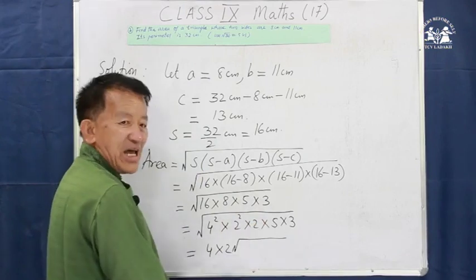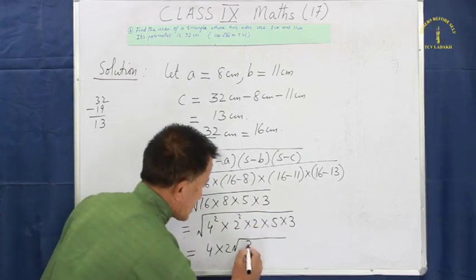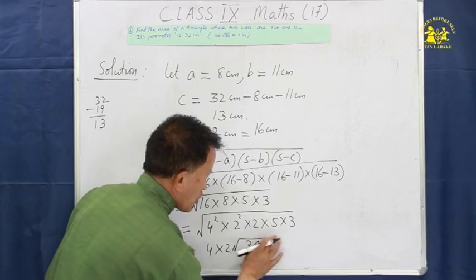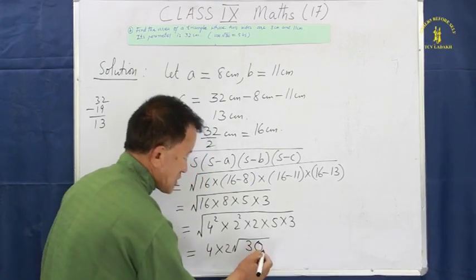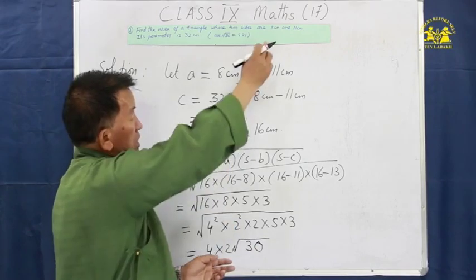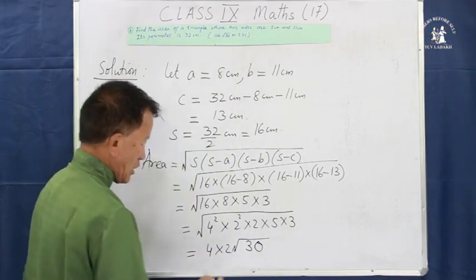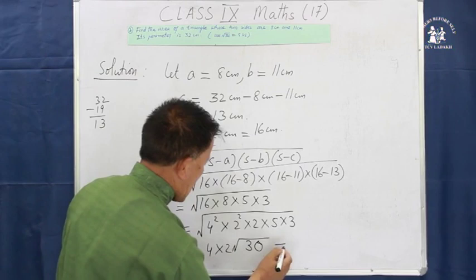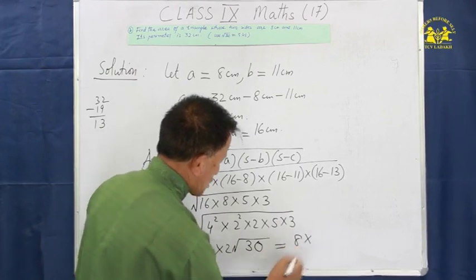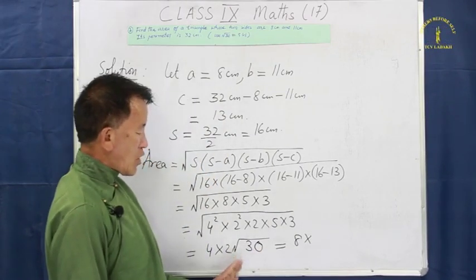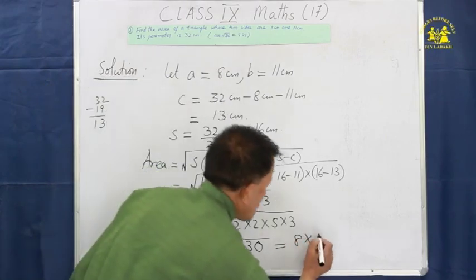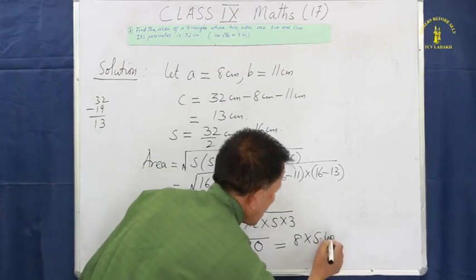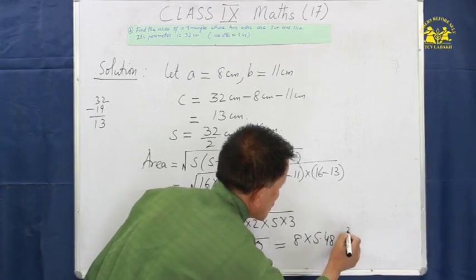2 5s are 10, 10 3s are 30. The question has the square root of 30. Okay, so 4 2s are 8 into, now we use the value of square root of 30. Square root of 30 is 5.48. So this is in square centimeter.